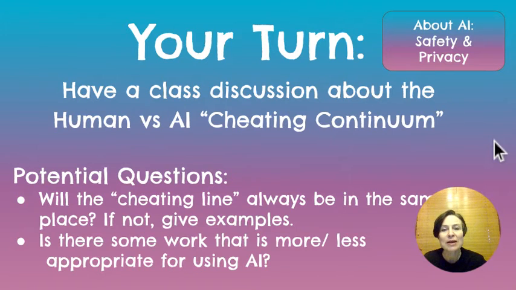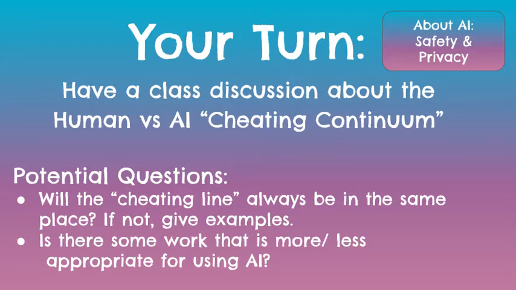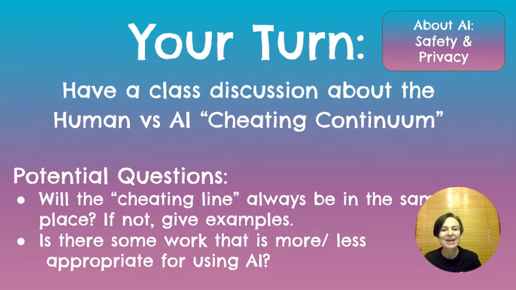Some potential questions might include whether that cheating line is always in the same place, or does it depend on the assignment and the type of assignment? Again, that question of what is being assessed might determine where that line of cheating is. Give some examples of when that line might change. And then is there some work that is more appropriate or less appropriate for using AI? So pause the video here, go back to that cheating continuum and have a great discussion, and then we'll come on back and wrap up.